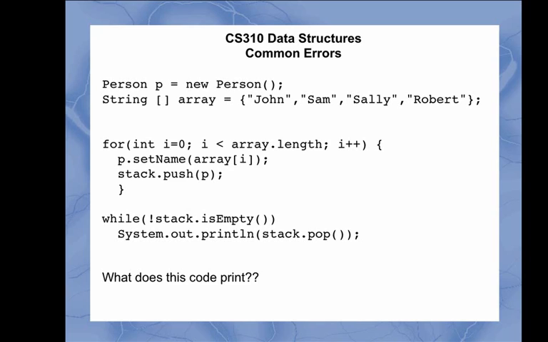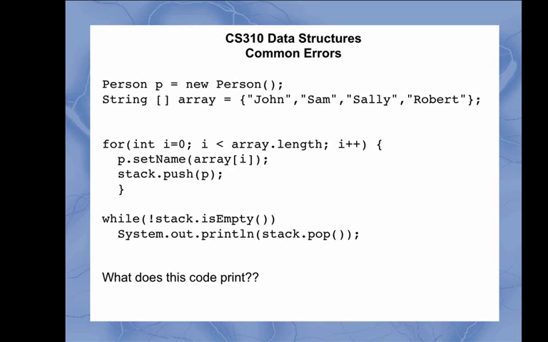And what does this print? What will this code print? This code will print Robert, Robert, Robert, Robert. What happened to John, Sam, and Sally? They're gone. Why does this happen? The reason is there's a single person instance. What we really wanted to do was to put 4 person instances on the stack. We wanted to push 4 people onto the stack. We pushed a single person on the stack, and we changed his or her name every time.